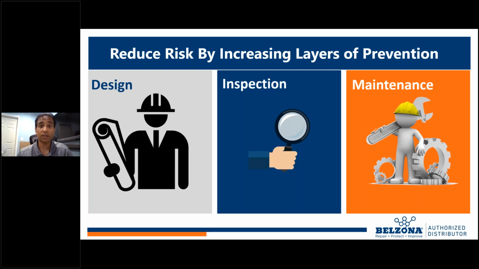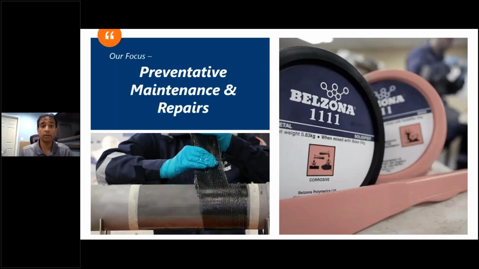Here at Belzona Repair Technology, we want to work with all three phases. We want to work on the design side to help develop solutions. We want to work with the inspectors to really understand what's the breadth of the problem we're looking at. And we want to work with your maintenance team to get involved, to show them some of the strategies and techniques that we have to help fix the problems. We want to work with all three layers, and we want to be a partner.